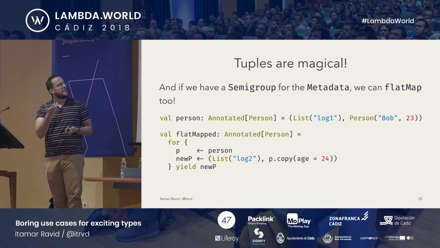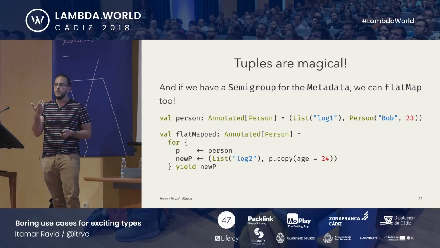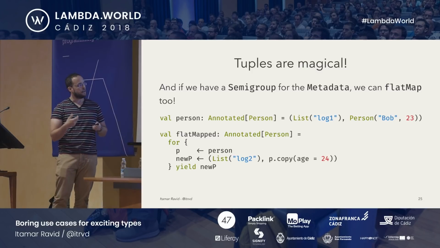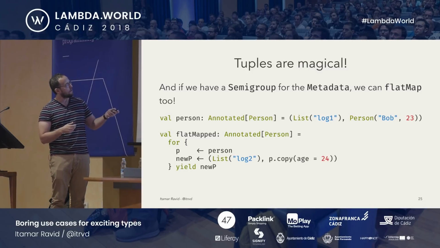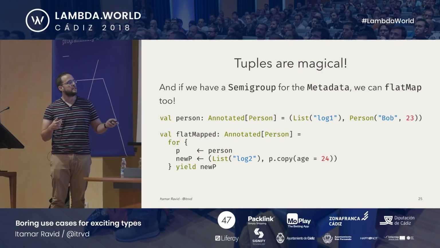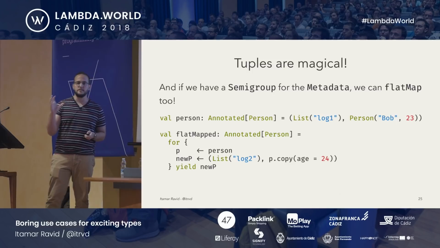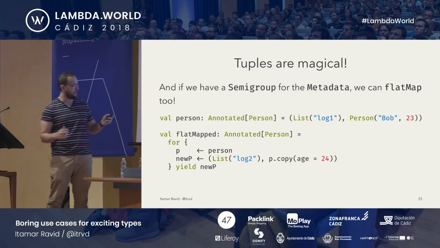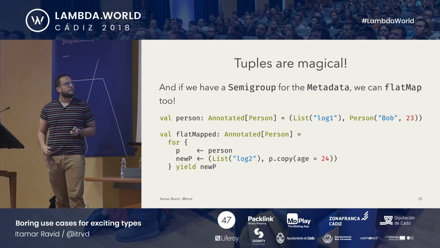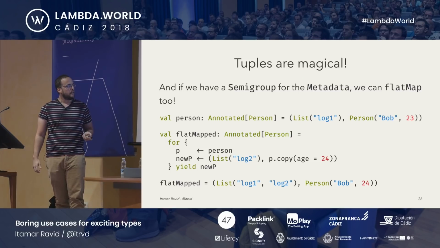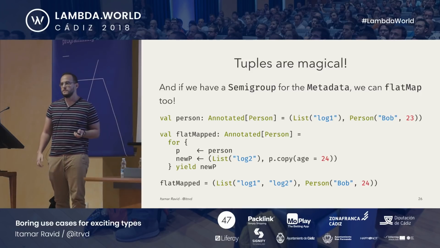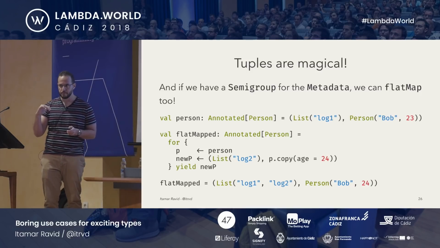So in this case, if we have an annotated person, we can extract the person from the annotated person, and then we can extract another person from another annotated person, and we can yield a new person. And this entire computation's type will still be an annotated person because we are yielding a person. And the value of the metadata would be a concatenation of the logs in each step of the computation.